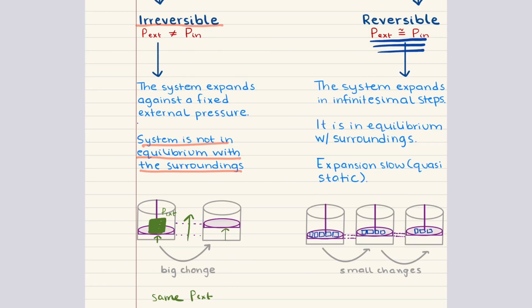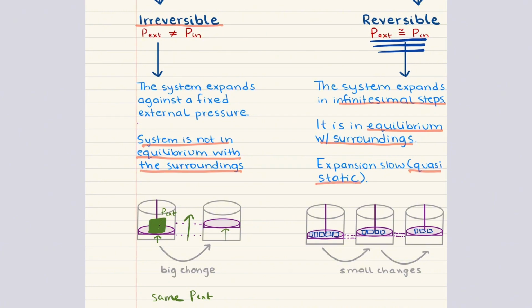So in other words, a reversible process is carried out infinitely slowly in such tiny steps that at each moment, the external pressure is essentially equal to the internal pressure of the gas. So the system's always in equilibrium with its surroundings, and this is sometimes described as a quasi-static process.